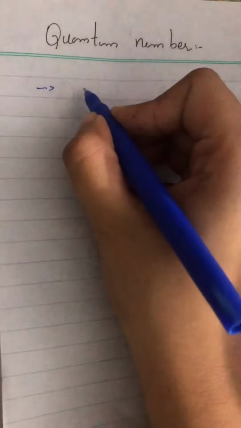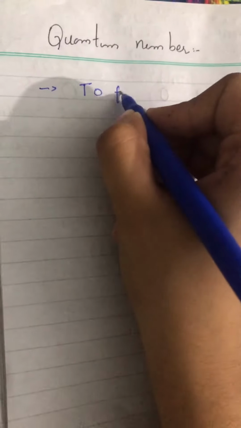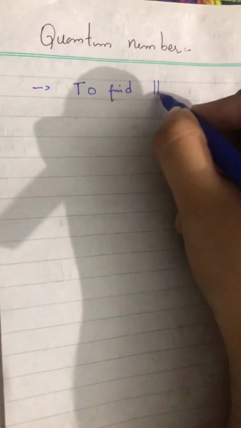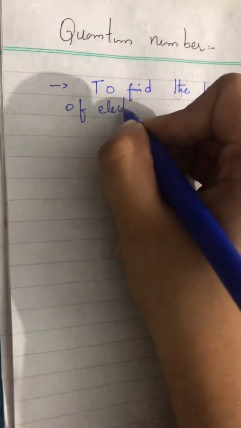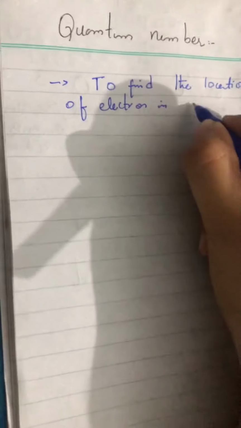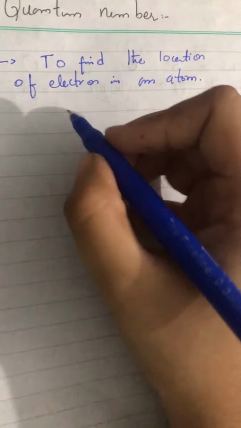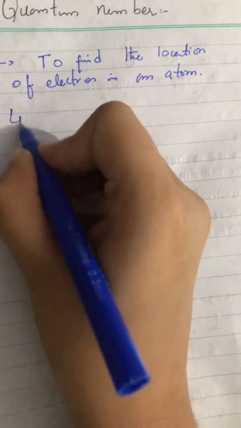Topic is quantum number. What is quantum number? It is used to find the location of electron in an atom. To find the location of electron in an atom, there are 4 quantum numbers.